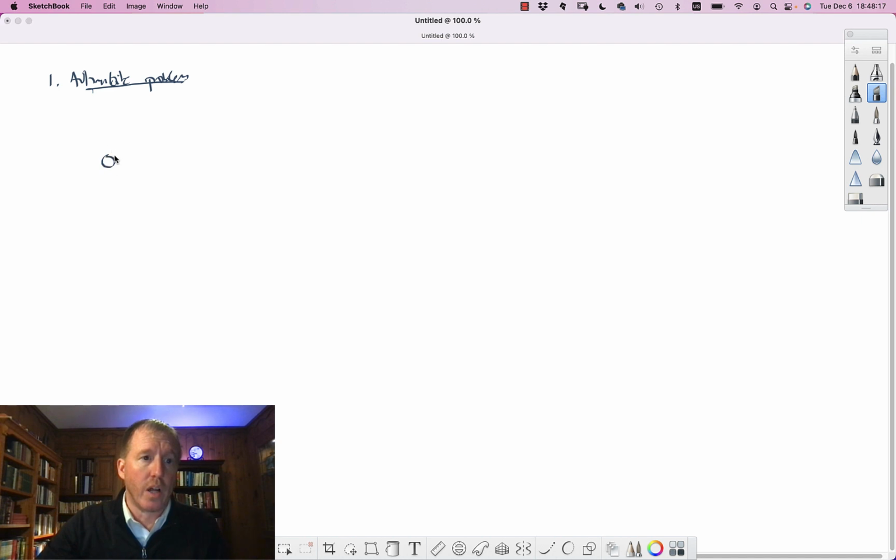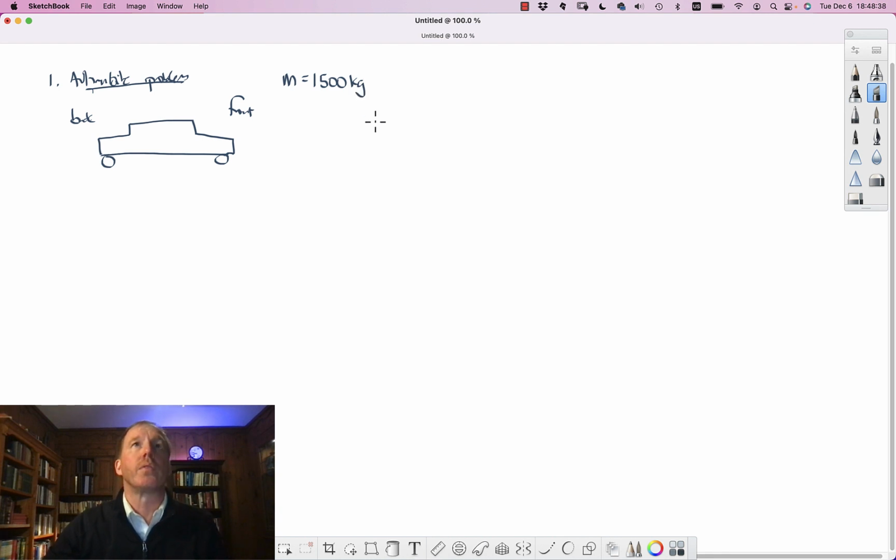So we've got basically a wheel right here, and we've got the car. I'll just draw a kind of ugly looking car here, and another wheel right there. And we'll call this the back of the car, and this the front of the car. And the mass of the car is 1,500 kilograms. The distance between the wheels is 3 meters. So the distance from here to here, we'll call that D, where D is 3 meters.